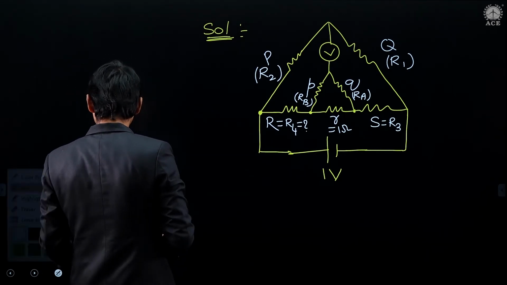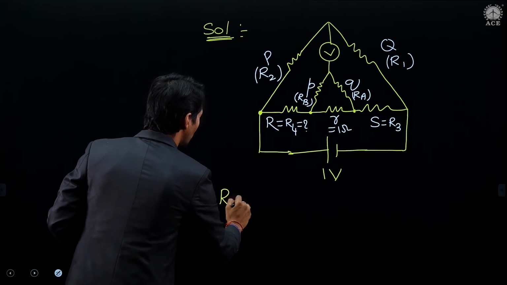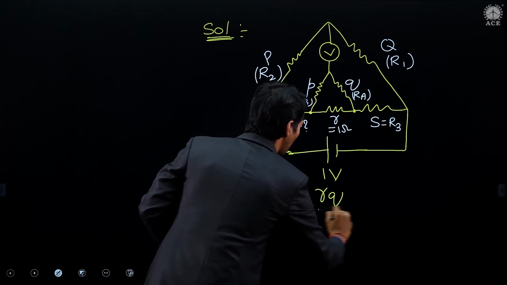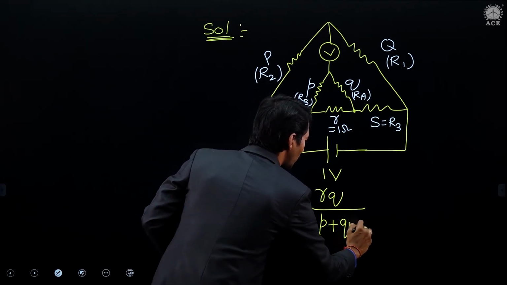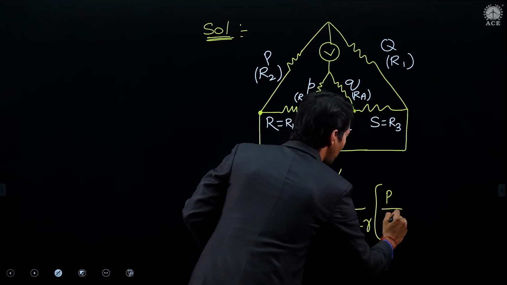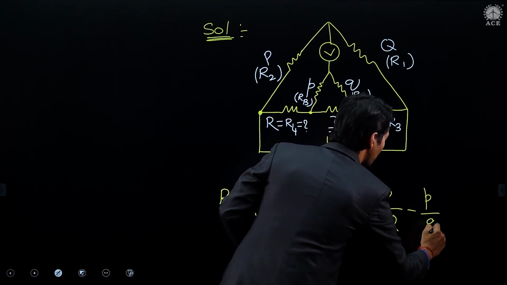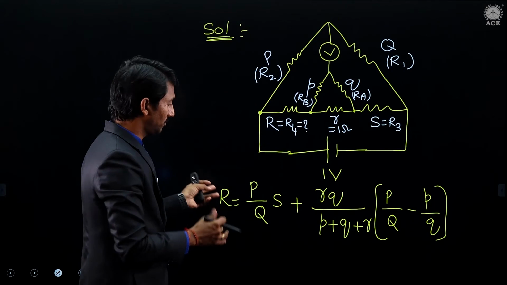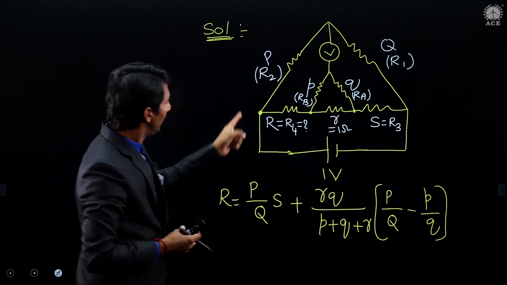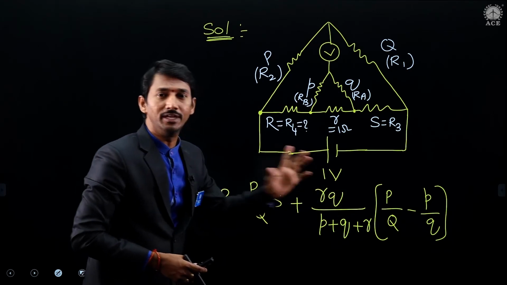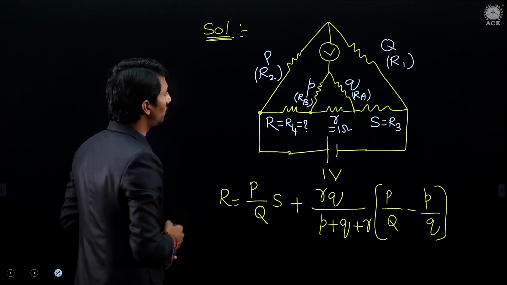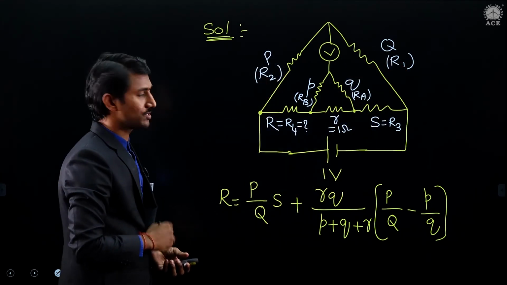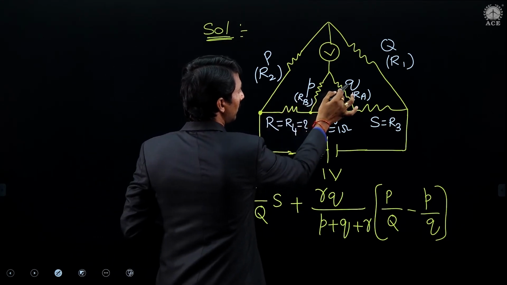Sir, in the Kelvin double bridge, what is the formula? R is equal to P by Q into S plus RQ by small p plus small q plus small r into capital P by Q minus small p by Q. This is a general formula we know. In this entire terminology, basic terminology only I have written, but according to the given data, given terminology, we need to modify. What is that? P by Q into S. P, what is that? R. Q, R1. And then P, RB, Q, RA.